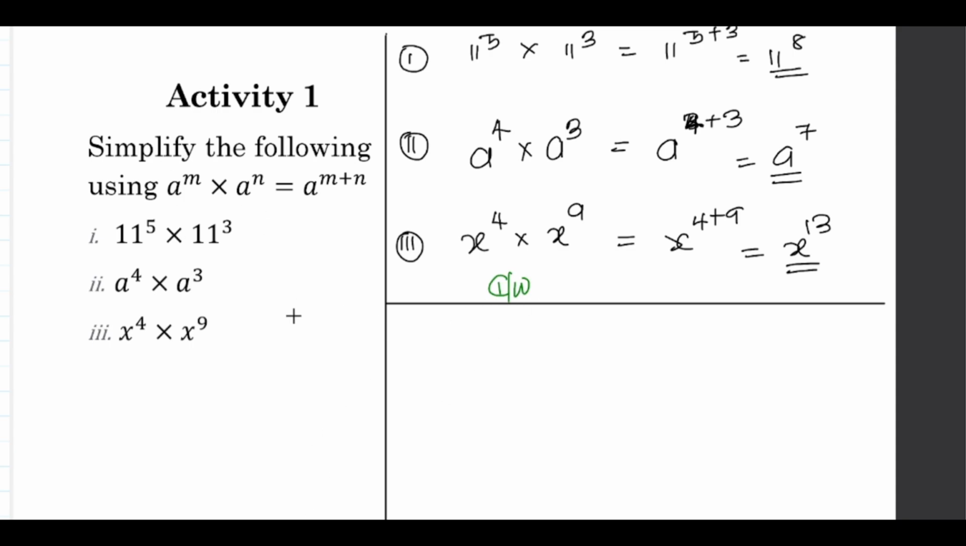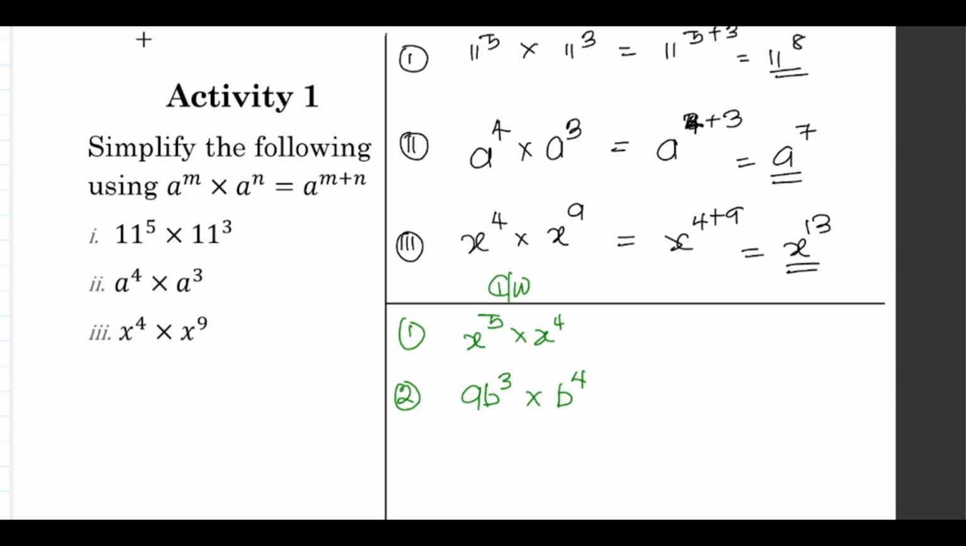classwork. Simplify the following. Number one, x raised to power 5 times x raised to power 4. Number two, 9b raised to power 3 multiplied by b raised to power 4. Pause the video and solve.